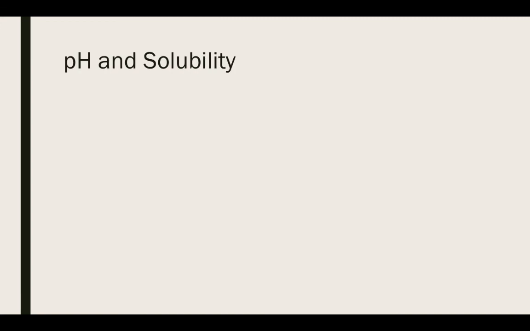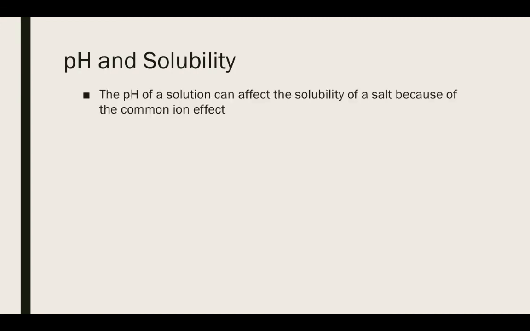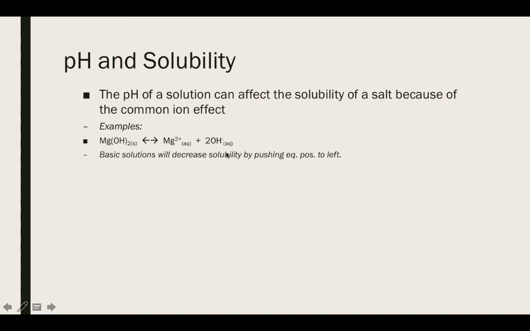This can also be applied to pH. The pH of a solution can affect the solubility of a salt due to the common ion effect. For example, consider the dissolving of magnesium hydroxide. If we try to dissolve magnesium hydroxide in a basic solution, meaning a solution where significant amounts of OH- are already present, our equilibrium position will shift to the left. Therefore, magnesium hydroxide will be less soluble in basic solutions.